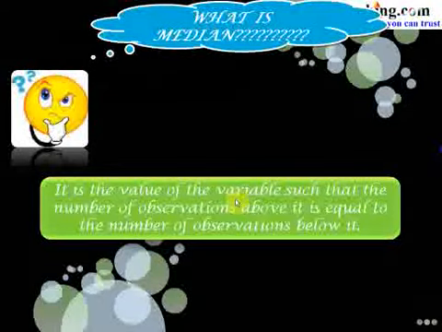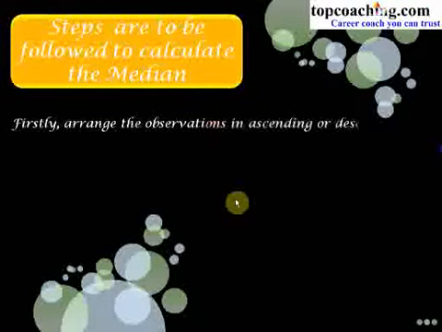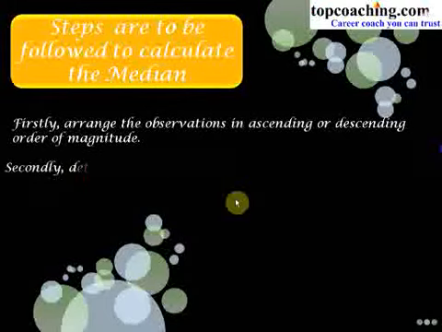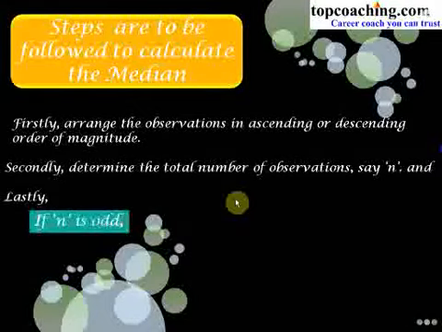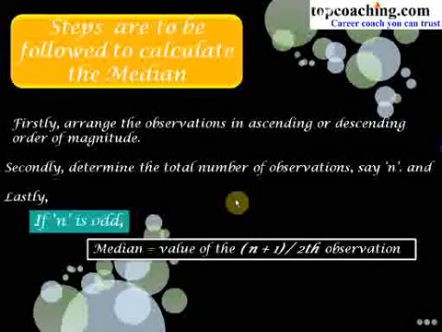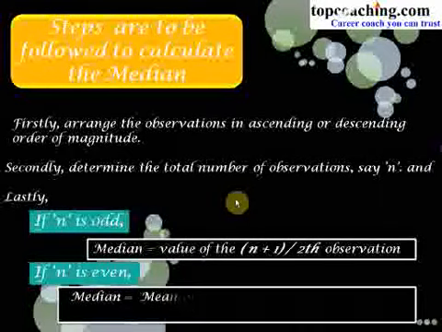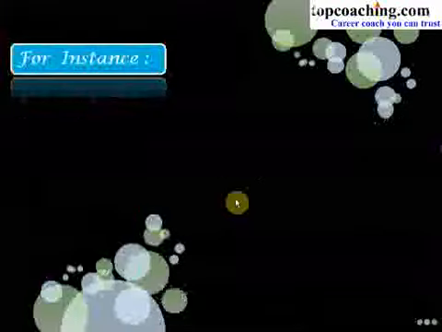Before taking the example, first we have to follow some steps while calculating the median. Step number 1: in any example, arrange the observations in ascending or descending order of magnitude. Secondly, determine the number of observations and call it n. The third step: if n is odd, then apply the formula median equals the value of the (n plus 1) divided by 2th observation, and if n is even, then apply the formula median equals the mean of the values of the n by 2th and (n by 2 plus 1)th observations.